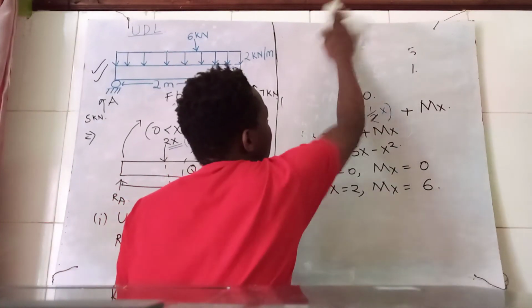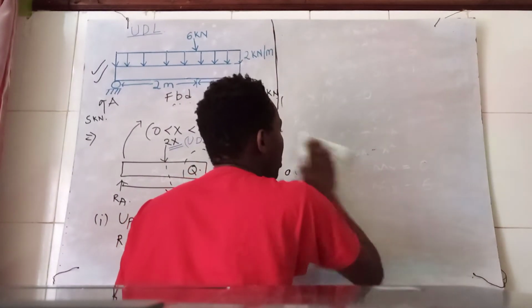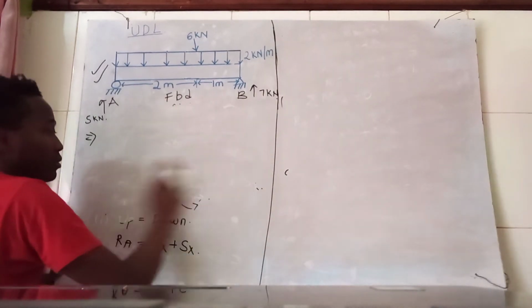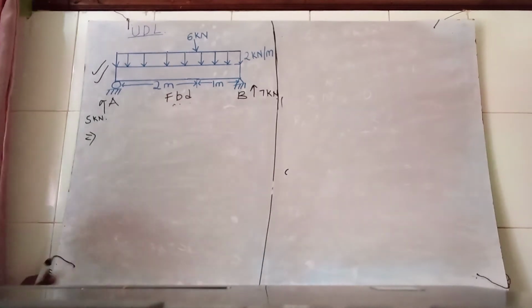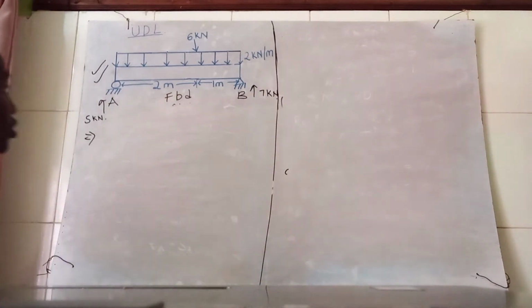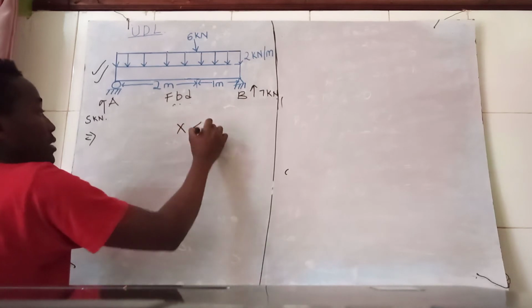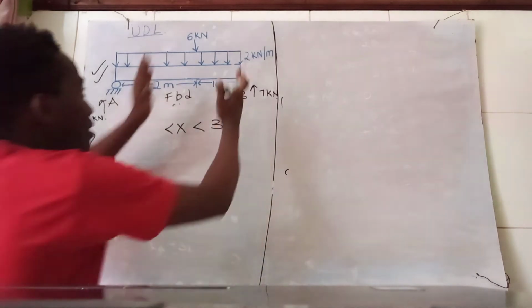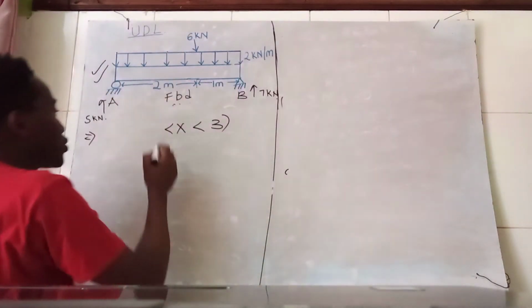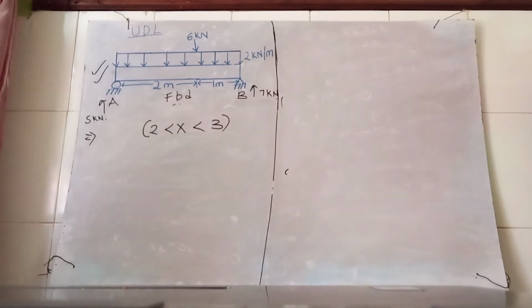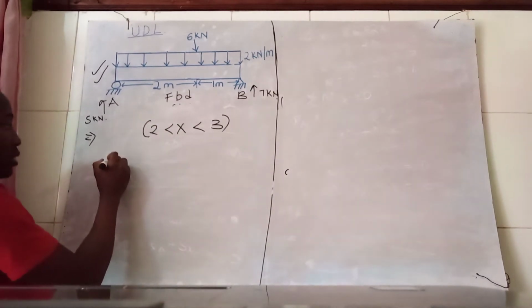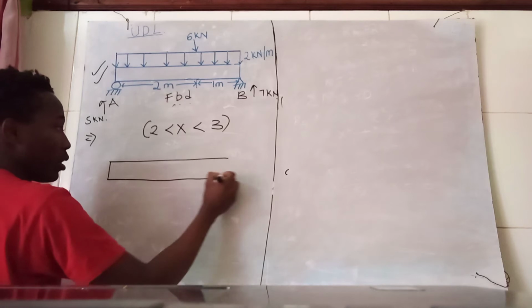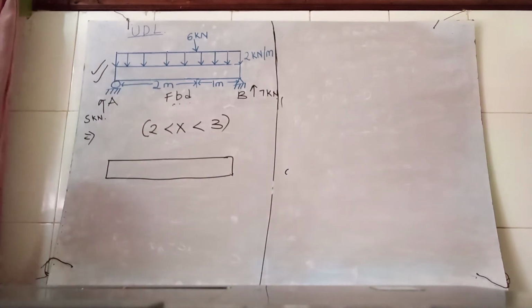Alright. So secondly, we will consider the other section. We shall now look at the other section. So the other section will be where x is less than the whole length 3 but greater than this section, so it is greater than 2. Alright, then we draw it. So when drawing for this section, we always start from this end.